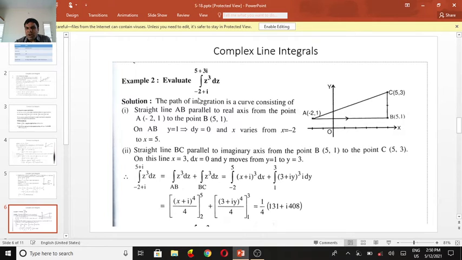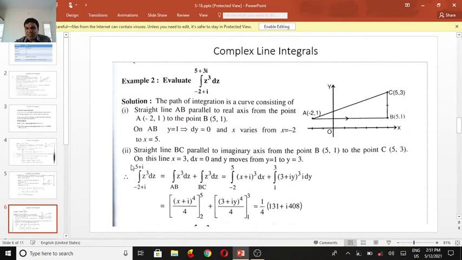So the coordinate of point A is (-2, 1), and the coordinate of B is (5, 1). This is along the line path, along the line AB. See, line AB is along the real axis, the x-axis. The intercept is y equal to 1. So along the line AB, y equal to 1, so the derivative dy should be 0. So x varies from -2 to 5.